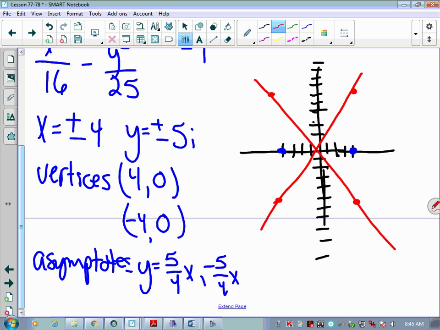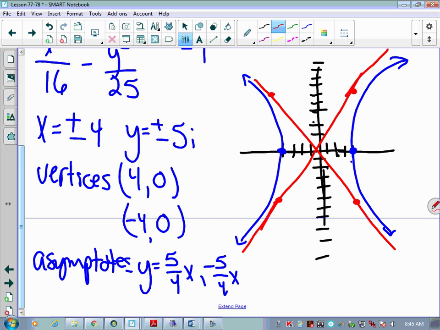Okay, so those red lines there represent our asymptotes. But those are not my hyperbolas. My hyperbolas are going to be from here out to there. Okay, so they're going to follow these asymptote lines.